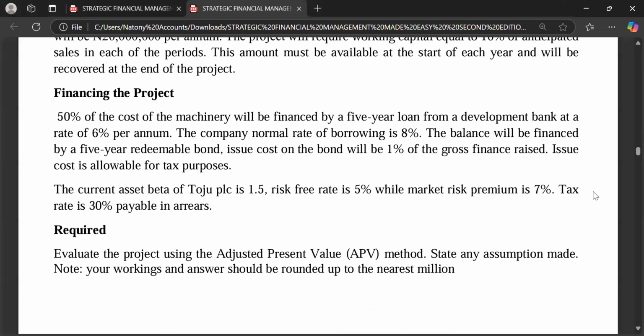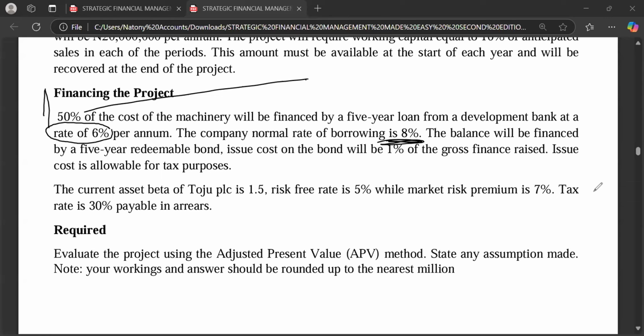Financing the projects. 50% of the costs of the machine will be financed by a 5-year loan from a development bank at a rate of 6% per annum. So which kind of loan is this? Is this a subsidized loan or a normal commercial loan? I can't say that for now. Let's continue. The company normal rate of borrowing is 8%. So since the company normal rate of borrowing is 8% and the company is getting a loan at 6%, that means this 50% loan is what? A subsidized loan.